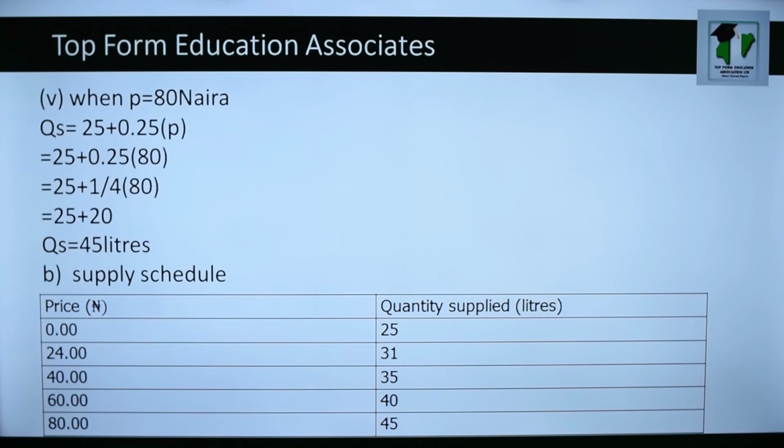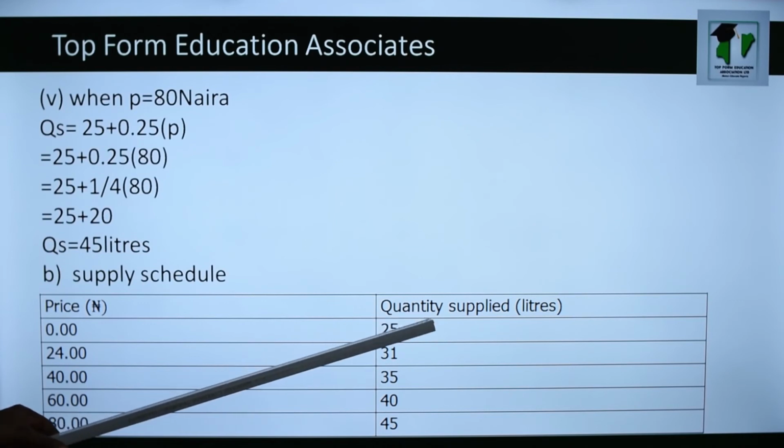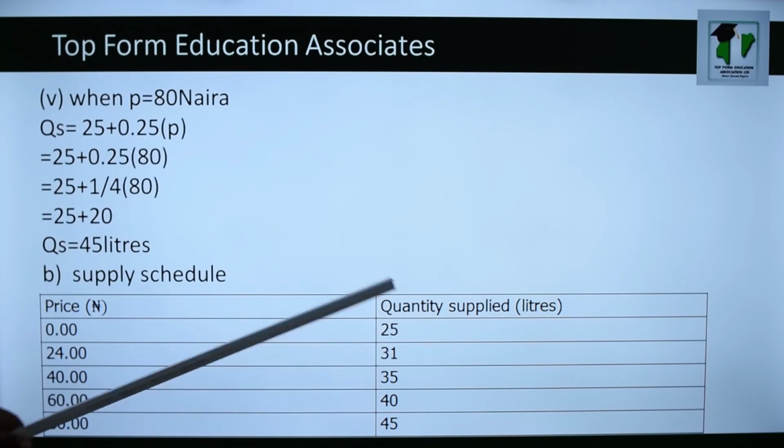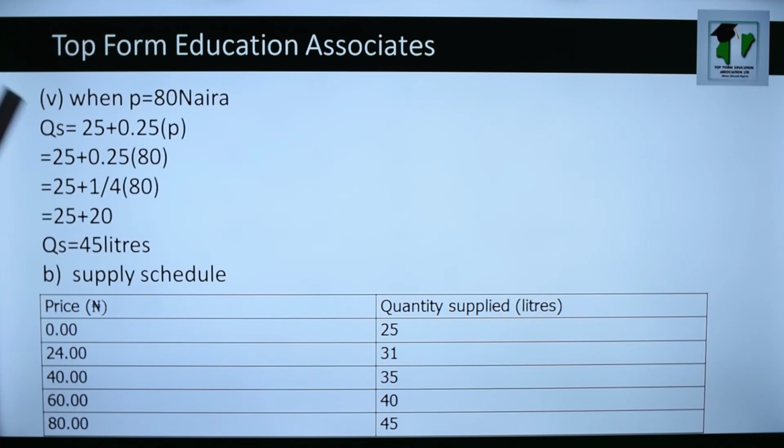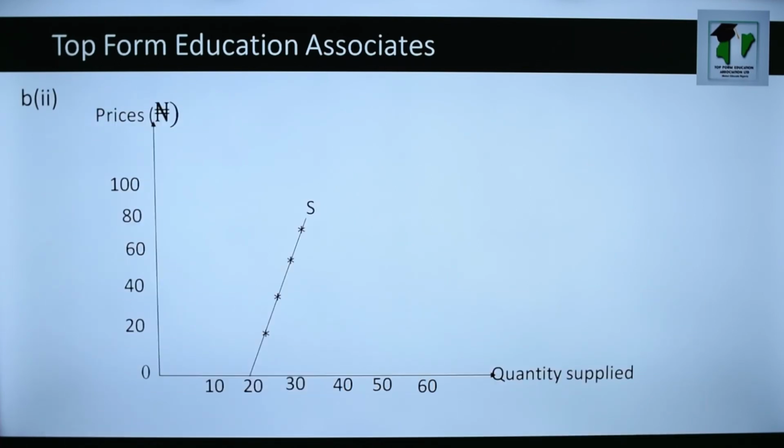You can see that as price increases, quantity supplied increases. But if the price decreases, quantity supplied decreases. Meaning that quantity supplied and price move in the same direction.